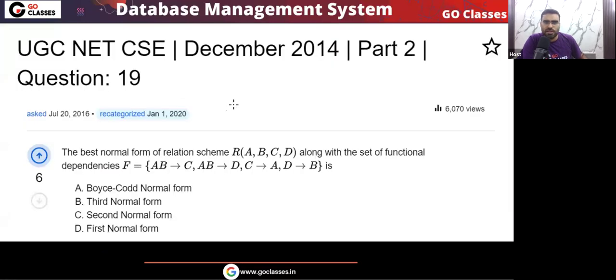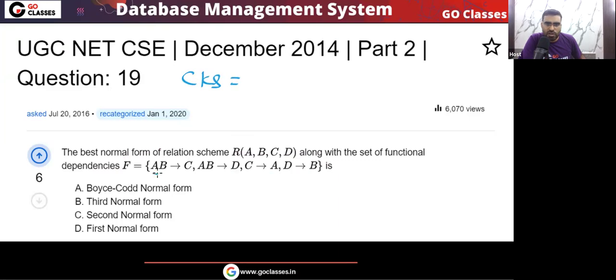Let's solve this UGC NET December 2014 question. The best normal form for this relation with these functional dependencies. The question is asking what is the highest normal form. First, you will find the candidate keys. Tell me what are the candidate keys for this relation.